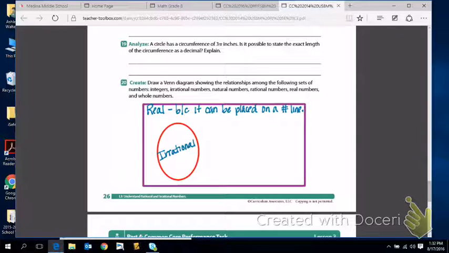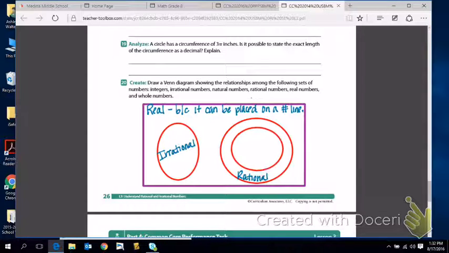And irrational is the opposite of rational. Rational numbers are all numbers that can be placed as a fraction. Within rational numbers, we drop down to integers. And integers contain the positive and negative whole numbers, meaning all the way from negative infinity to positive infinity.